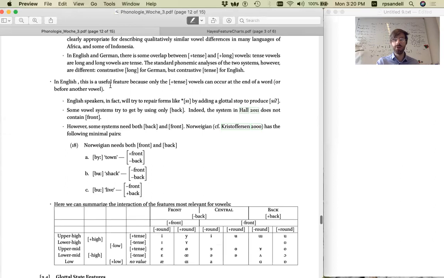And we can see concretely in English how and why the feature tense is useful, because there is a phonotactic restriction in English which specifies that only tense vowels are allowed to occur at the end of a word. So for instance, a word like si is not allowed in English. If you try to give a native speaker of English such a word, they will repair it by adding a glottal stop at the end to say something like sit instead, which would be well formed.